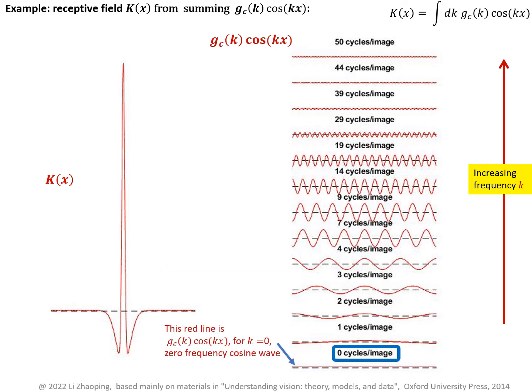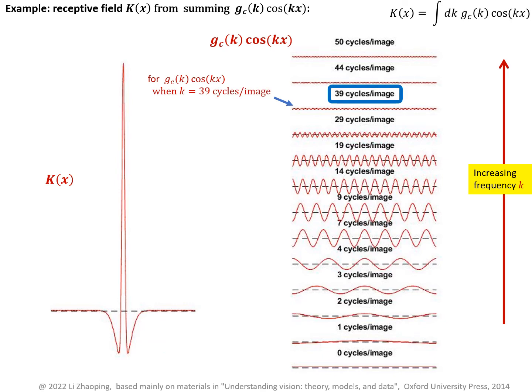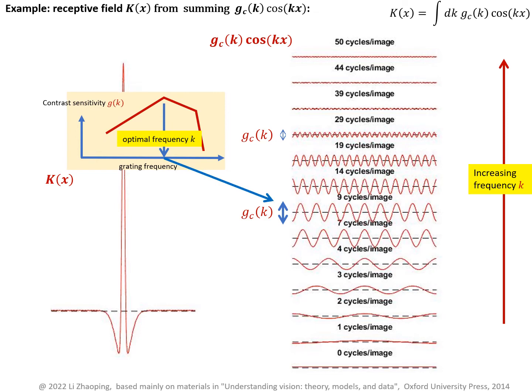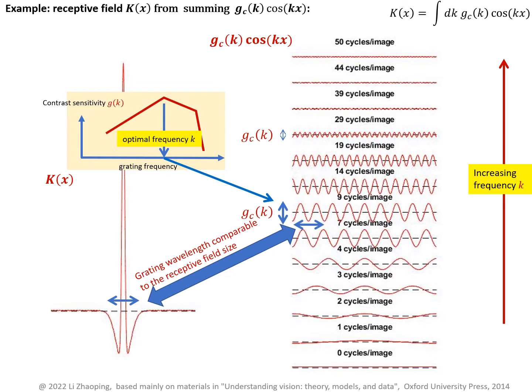When the frequency is 0, this red curve is a straight line. And this one has a very high frequency, 39 cycles or 39 wavelengths of the cosine waves across the image. The amplitude of the waves scales with the contrast sensitivity GC, and this wave has a lower contrast sensitivity, and these are 2 examples with even weaker contrast sensitivities. This makes sense because the contrast sensitivity function peaks at the optimal frequency when the wavelength of the grating is similar to the size of the receptive field.